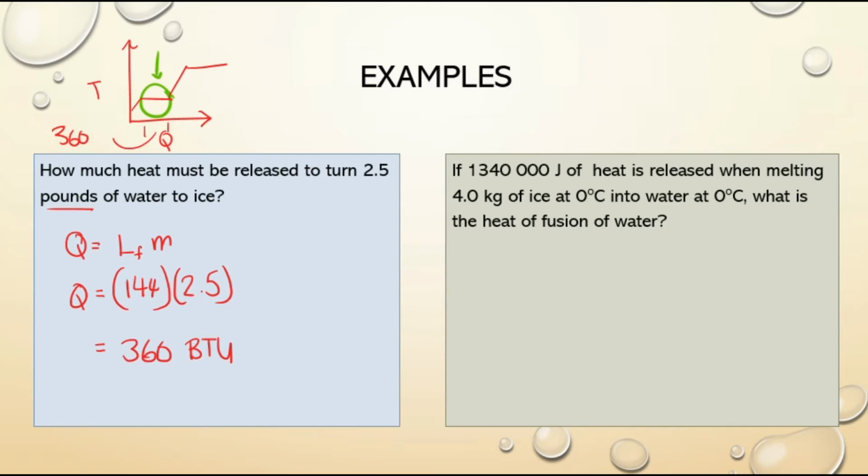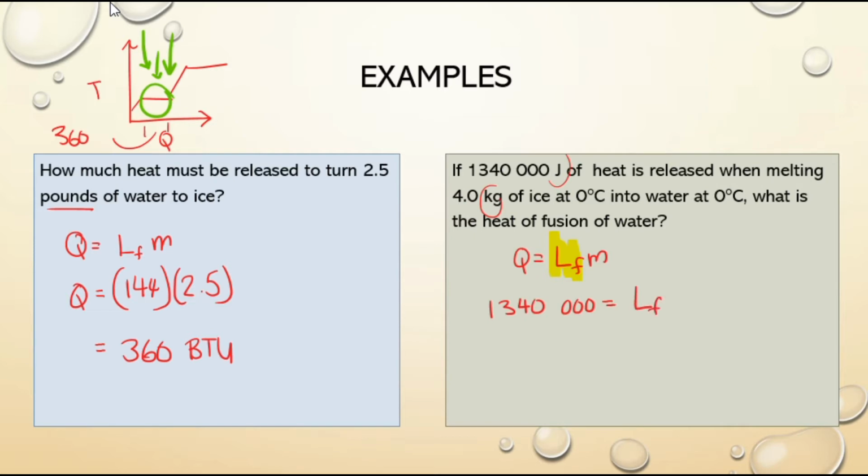Looking at our second example, just a little rearranged. We have joules and we have kilograms, that's fine. Look at the wording here. This is important to know that when they say you're changing from ice at 0 to water at 0, you're once again just at this flat line. Okay, Q equals LFM, but this time I'm solving for LF, that's fine. You can rearrange beforehand. I'm just going to do it after.